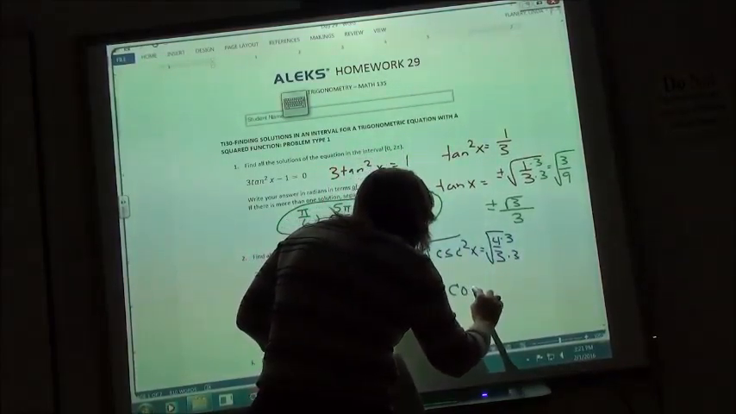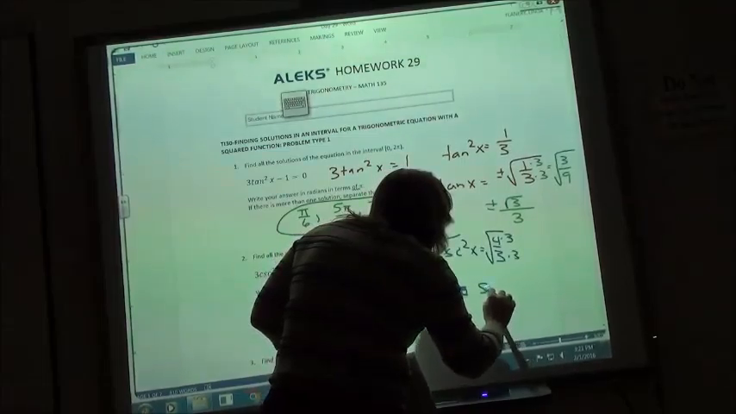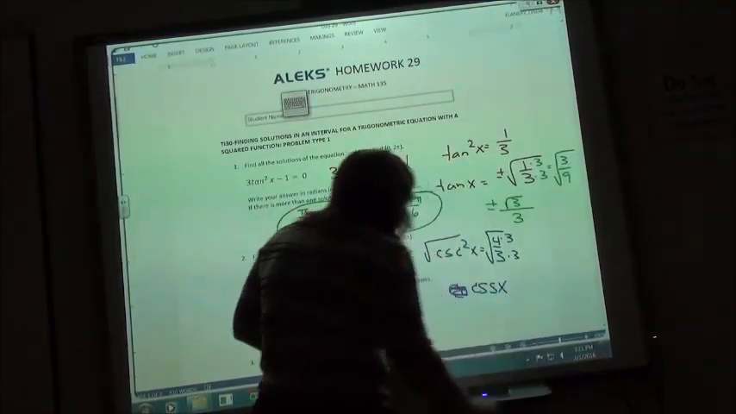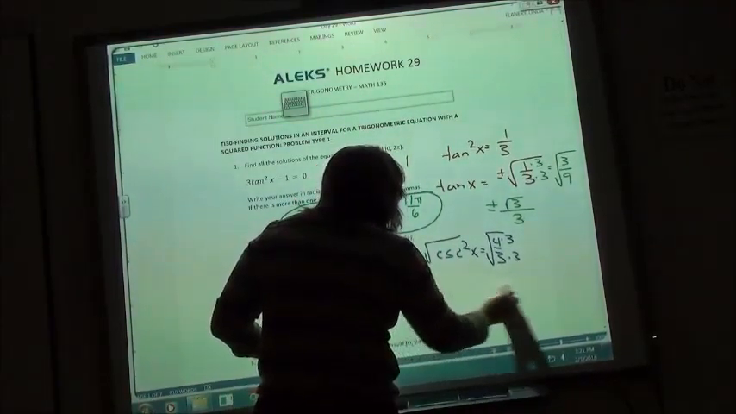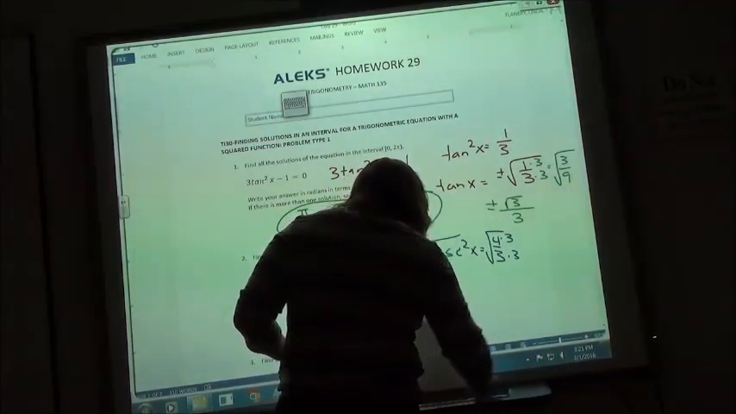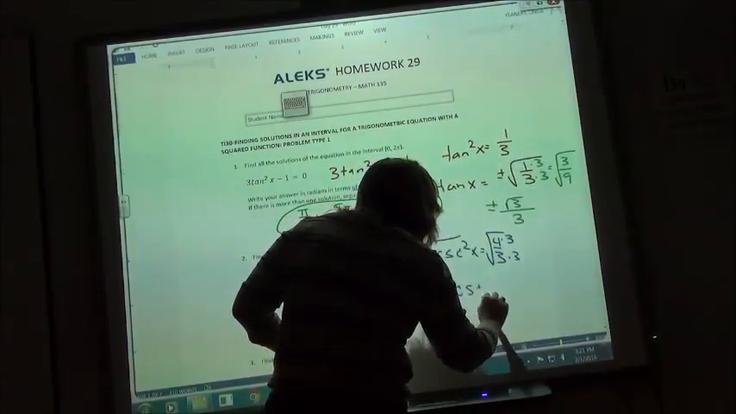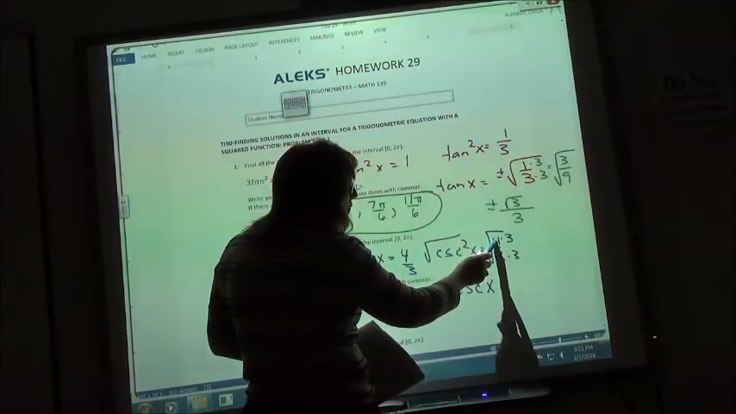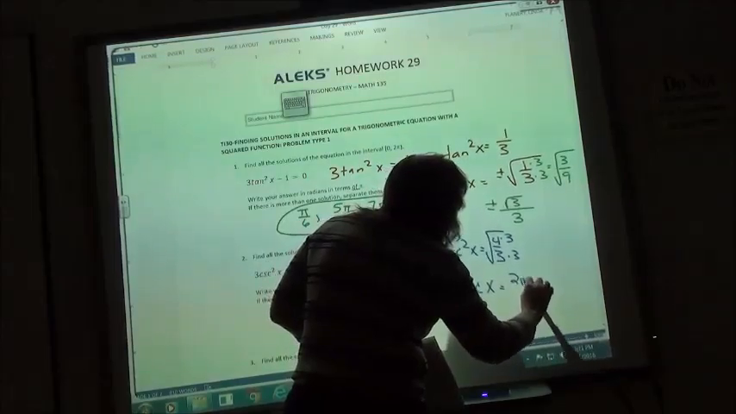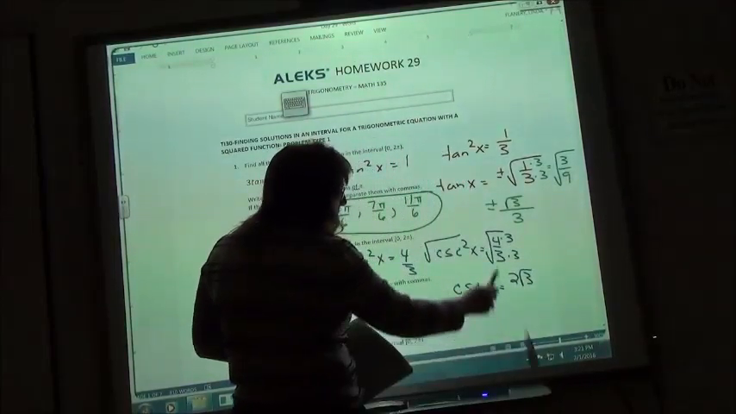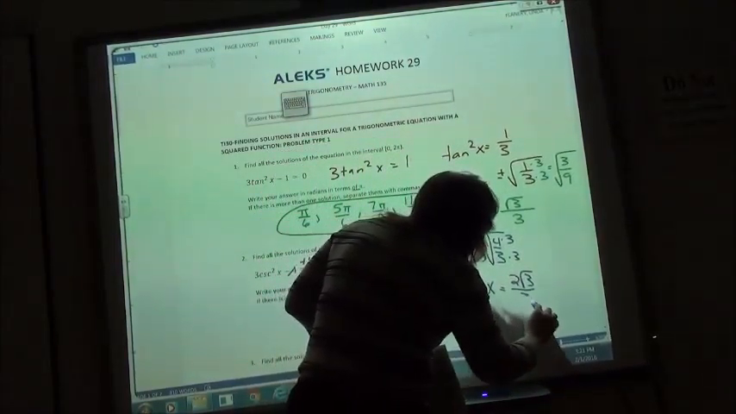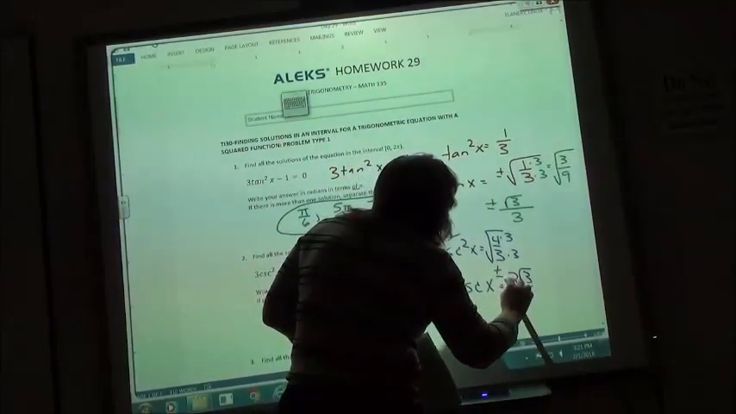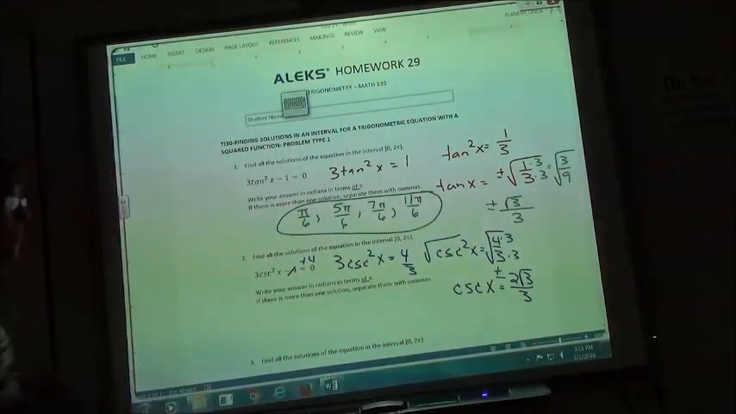the cosecant of x is going to equal. Now when I simplify this, the square root of 4 is 2, so I'm going to get 2 square root of 3 on top. On the bottom we have the square root of 9, which is 3. And of course, since we did the square root, we have to do plus or minus. So we're going to look up plus or minus 2 square root of 3 over 3.